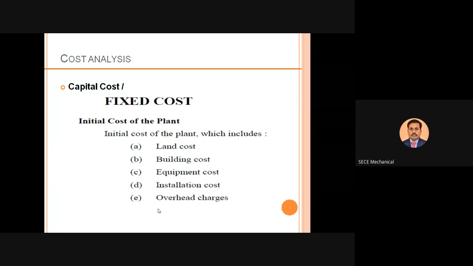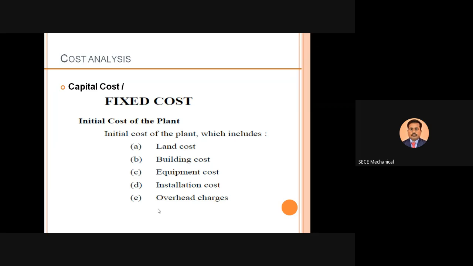First one is land cost. If you want to start a plant, you have to select a land. So the selection of land is very important. That's why we study it for each power plant. That criteria plays a very important role, so we discuss it separately for each power plant. If you want to start a thermal power plant, how the land should be, and if you want to start a nuclear power plant, what land area is required. All those things we will discuss.